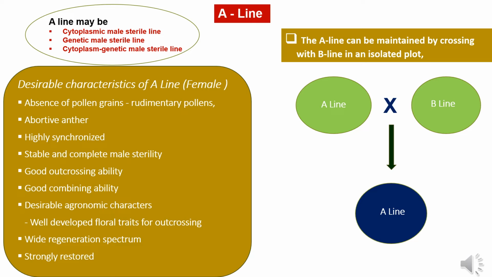This A line is maintained by crossing with B line in an isolated plot, and the result of crossing between A line and B line will be the multiplication of A line, which will be male sterile. A line and B line are known as isogenic lines, and the difference is only male fertility in B line, while the A line is male sterile line.